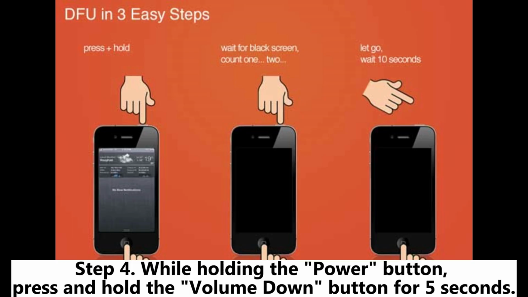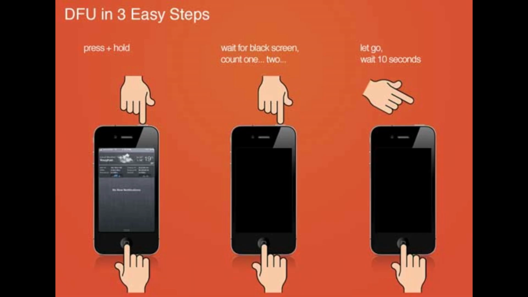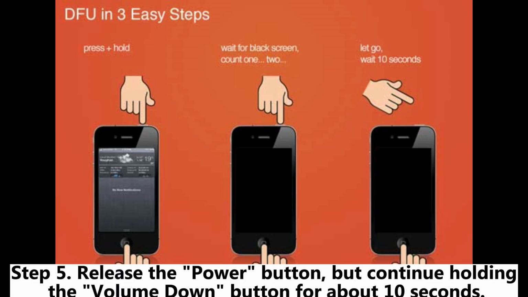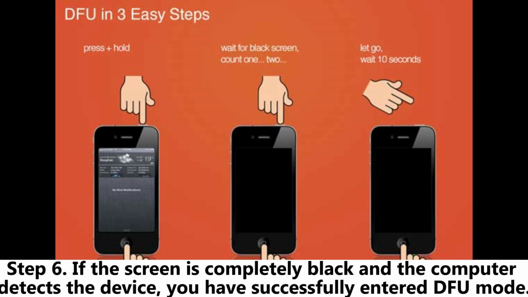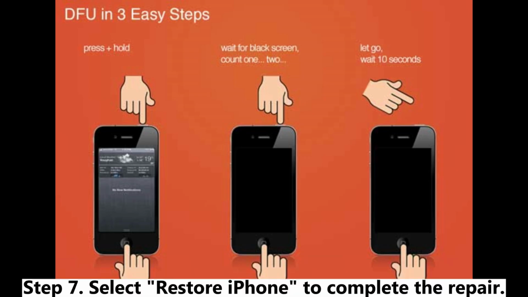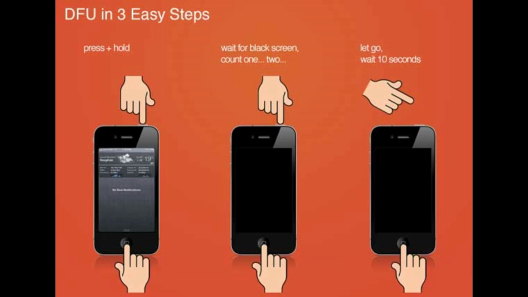Step 4. While holding the power button, press and hold the volume down button for 5 seconds. Step 5. Release the power button, but continue holding the volume down button for about 10 seconds. Step 6. If the screen is completely black and the computer detects the device, you have successfully entered DFU mode. Step 7. Select Restore iPhone to complete the repair.